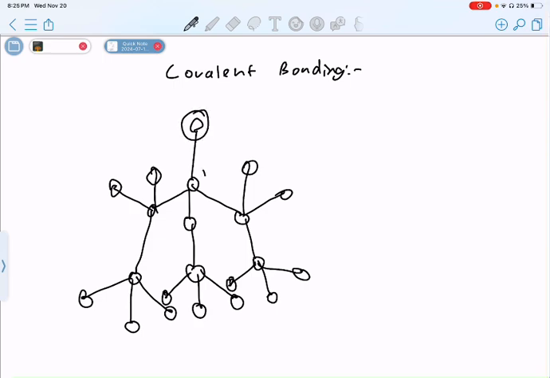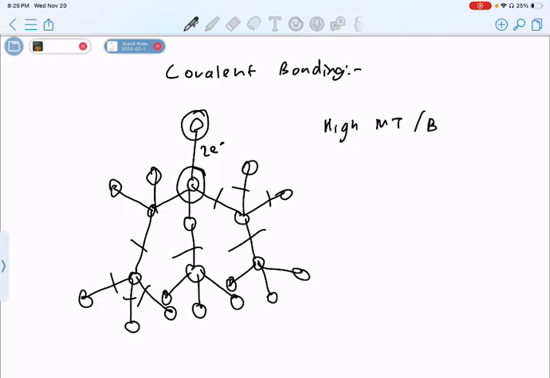Carbon atom 1 bonds with carbon atom 2 by sharing one pair of electrons. So it is two electrons in total. And this is throughout. It's everywhere. This causes extremely strong forces of attraction, and giant atomic structures tend to have a high melting temperature and boiling temperature. They are also very hard. They are a crystalline structure. Those are a few of the properties.